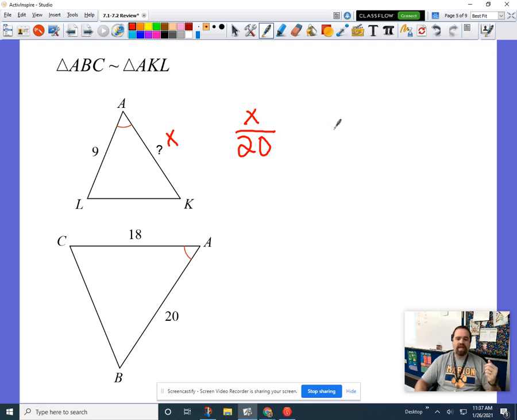I know that AL is a part of a ratio. AL, right here, the first and third letter is going to match up with the first and third letter here, AC.